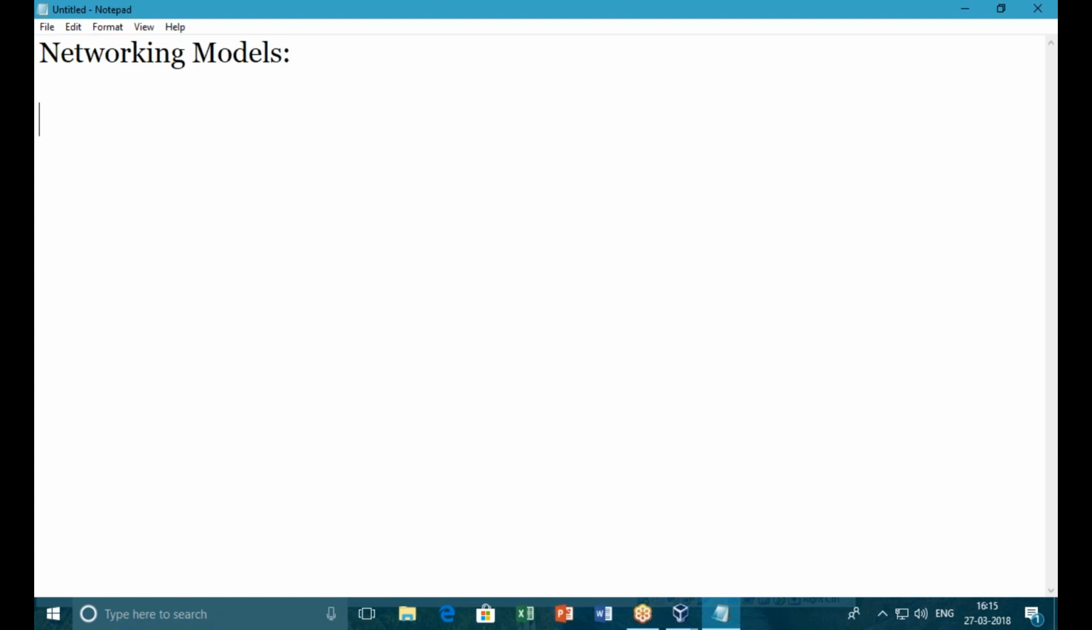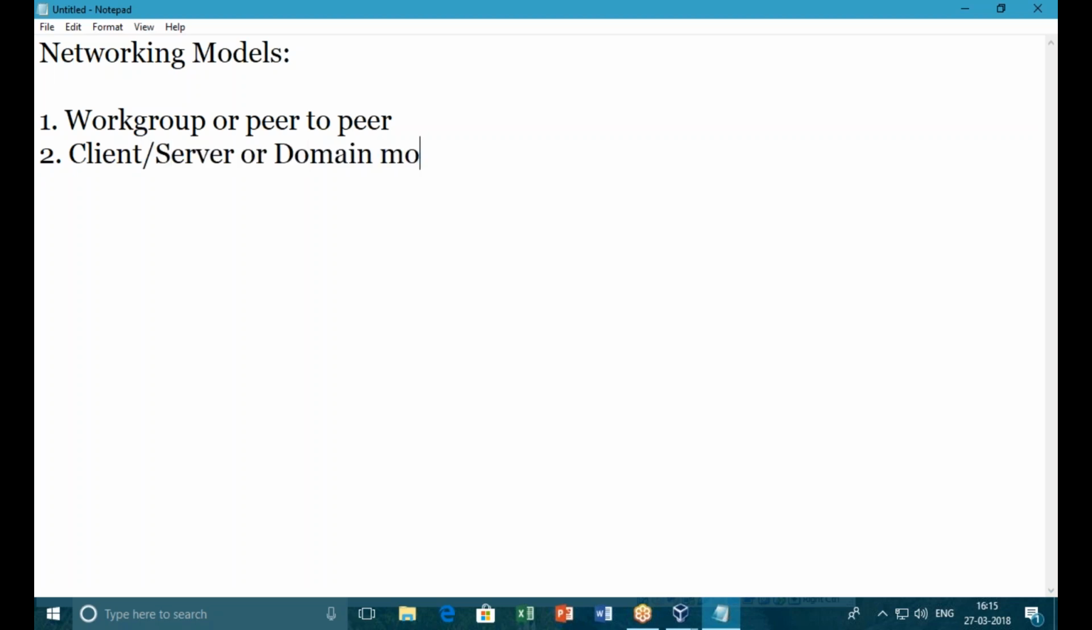Networking models. We're having two networking models. Workgroup, or we can call it peer-to-peer. And the second one is client server, or domain model.